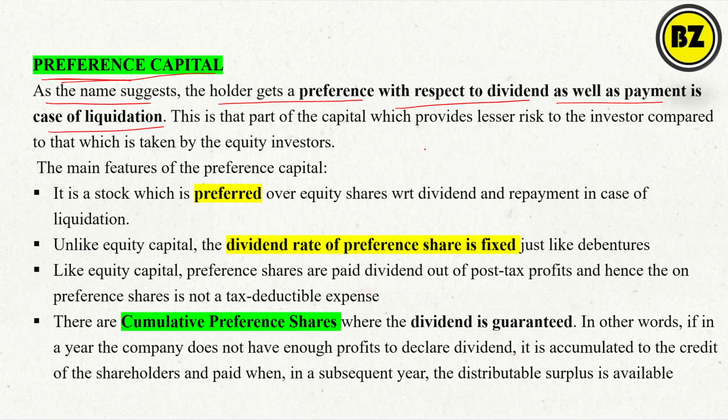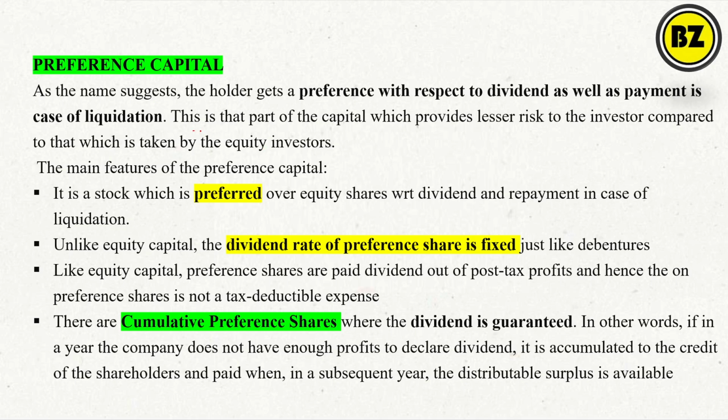For example, if you have a preference share, what does it mean? You will get preference in the dividend payment, or in case the company fails, then after the liquidation of the company, while distributing the proceeds, you will get the preference. So for both dividend and proceeds distribution after liquidation, you get preference if you hold the preference share. That is what preference shares are, the part of preference capital, right?